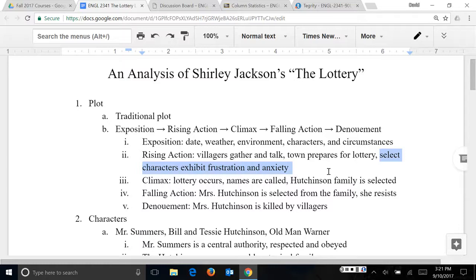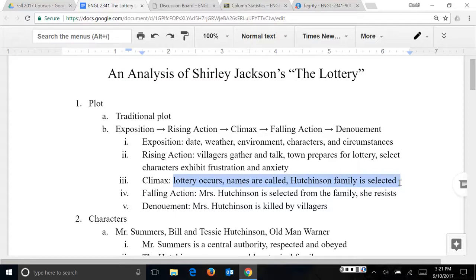Right? And then we have the climax. This is, again, the lottery's already underway. The names are being called. And we finally find out towards the end that the Hutchinson family is selected. And, of course, this is the climax because there's no turning back. Now that all the slips of paper are given away, there's no exchanging of papers. No one can move them around.